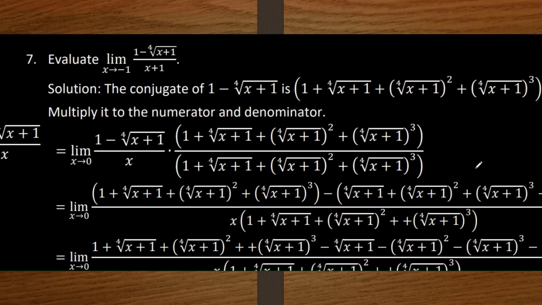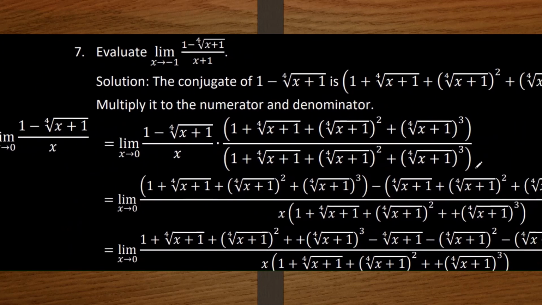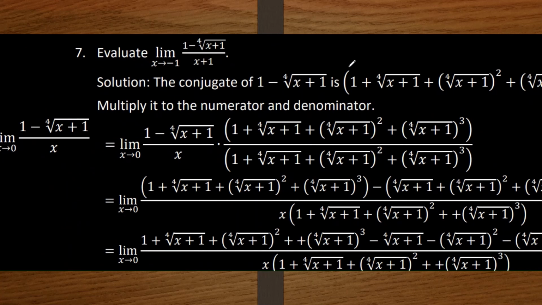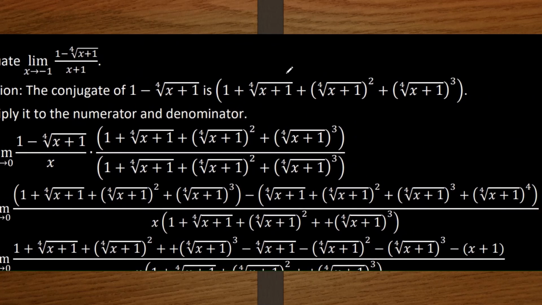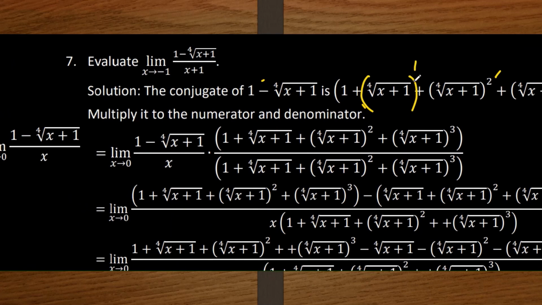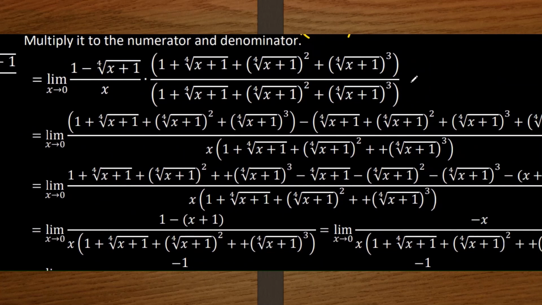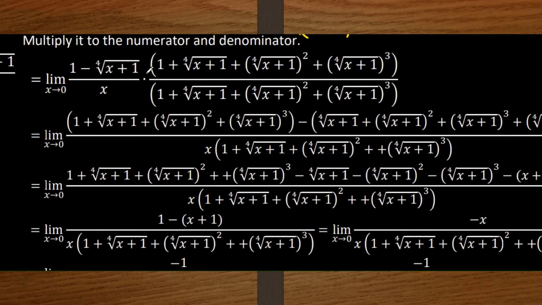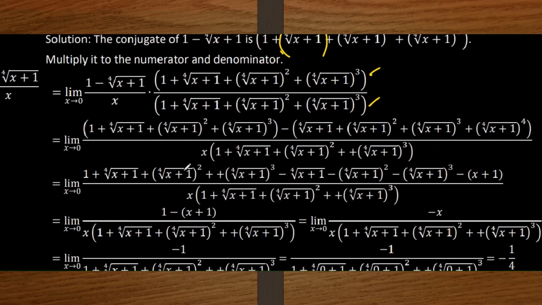Now, if you are referring to the fourth root, okay, in the fourth root, you are just counting in getting the conjugate, you are just changing the operation from subtraction to addition. This is raised to 1, raised to 2, up to raised to 3 only because just like what I've told you, just decrease 1 from the index. Okay, now multiply that to the entire expression, numerator and denominator.